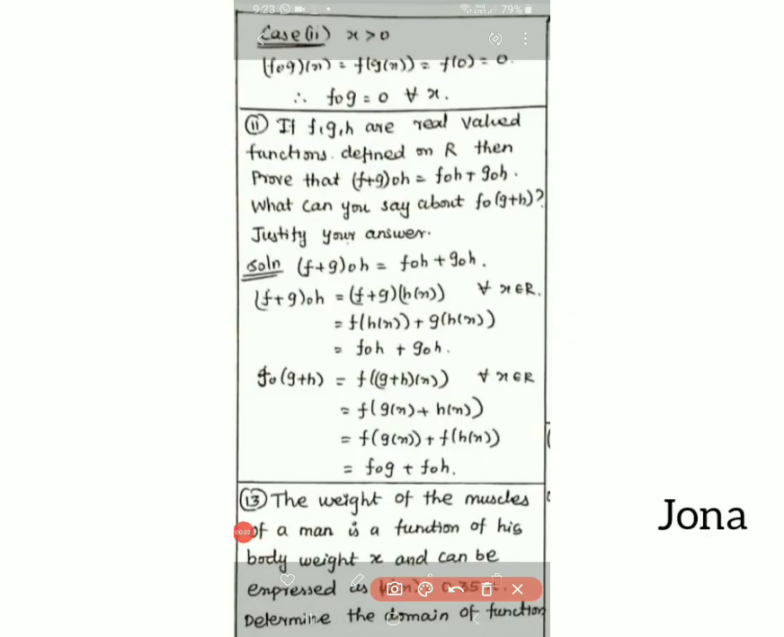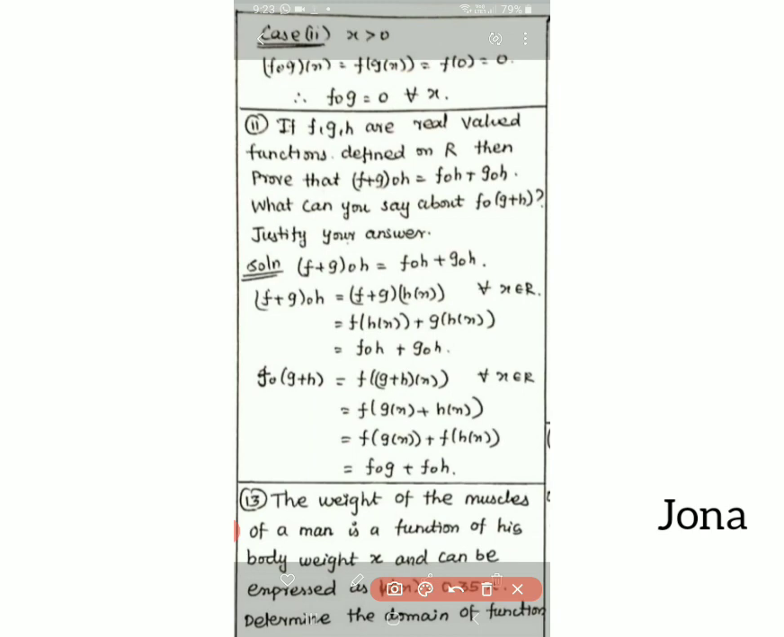11th problem. If f, g, h are real valued functions defined on R, then prove that f plus g dot h equals f dot h plus g dot h.